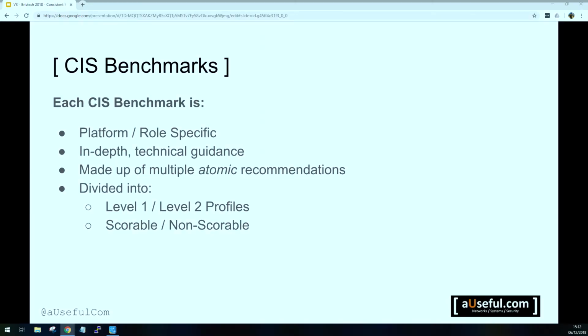And we're also going to class it as being either scoreable or non-scoreable. So a scoreable benchmark is something that's measurable, and that if you did a CISCAT analysis, it's going to give you a pass or fail. Whereas a non-scoreable item might be some more general advice or some very use case specific advice that we can't really test in that yes or no, pass or fail kind of way.